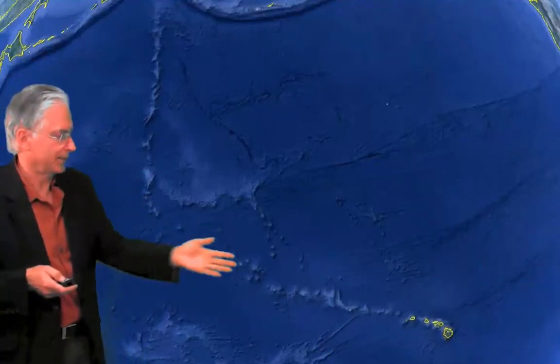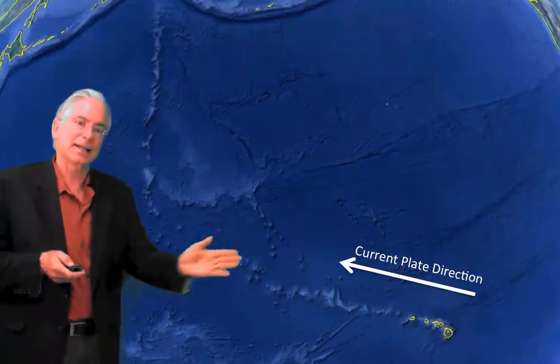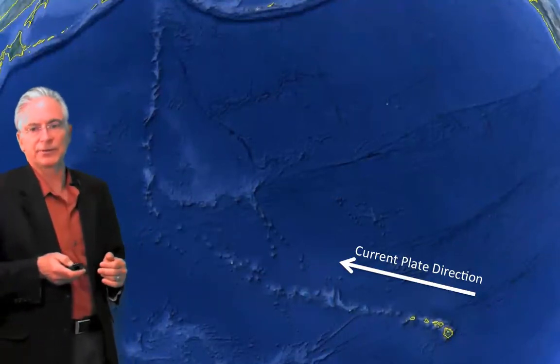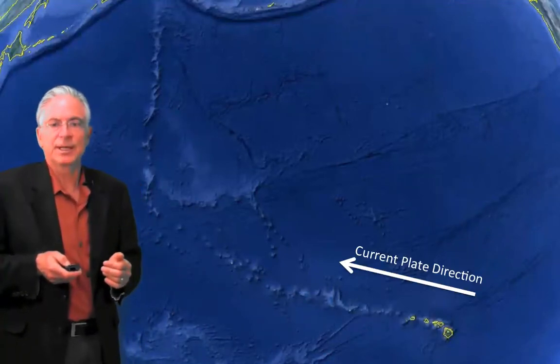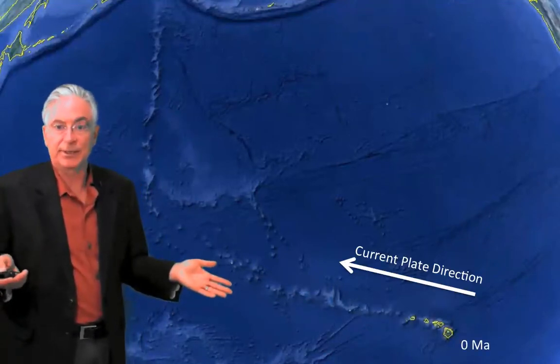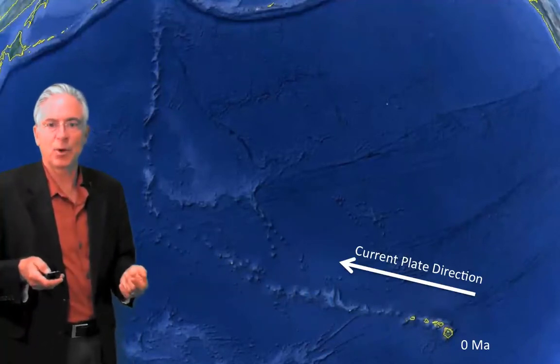An example of this in the Pacific, one of the best examples, is Hawaii. And you see Hawaii down there. You see a trend of volcanoes across the Pacific. The current plate direction of the Pacific plate is exactly parallel to the trend of these volcanoes in the seafloor. The age of the youngest volcano is 0. We're actively erupting on the big island of Hawaii.